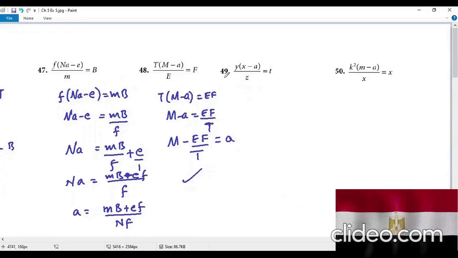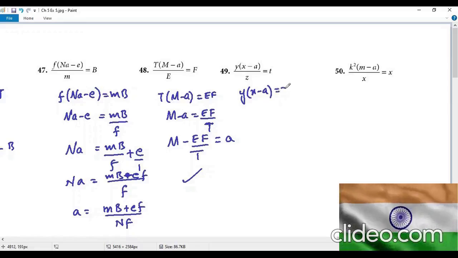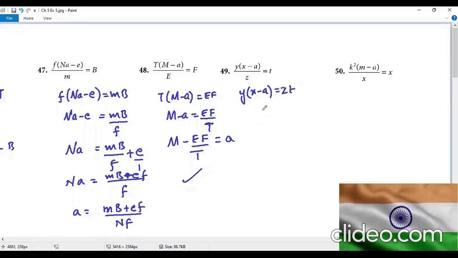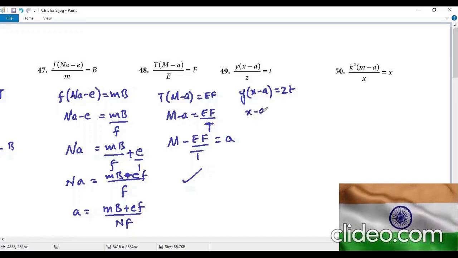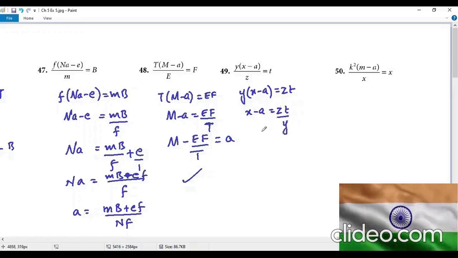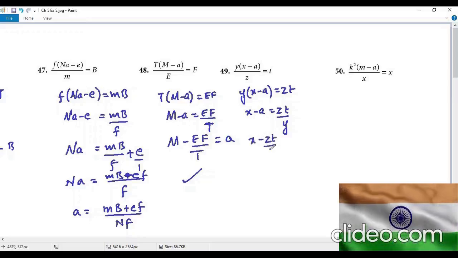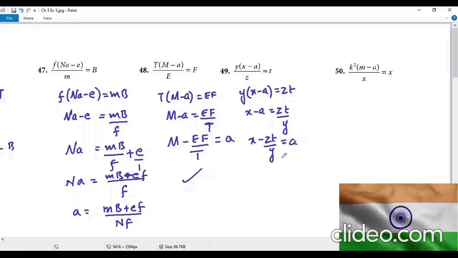Now question number 49 is y times x minus a equals zt, and x minus a equals zt over y, because y is multiplying here, it's going to be dividing like this, and I will bring minus zt over y this side, and I'll take a on the other side, so my problem is solved.